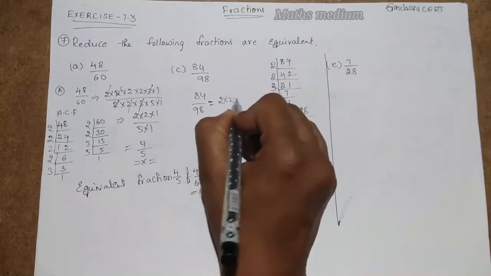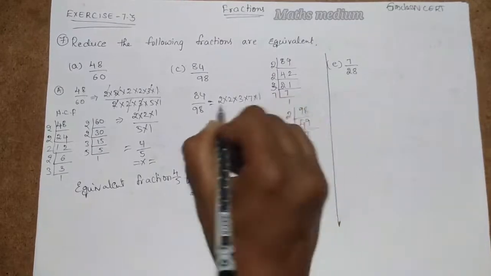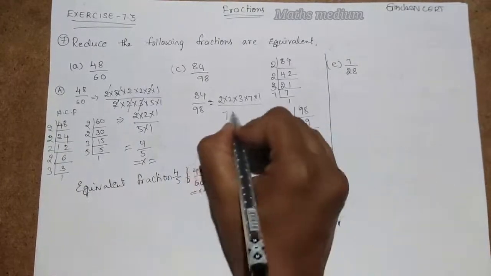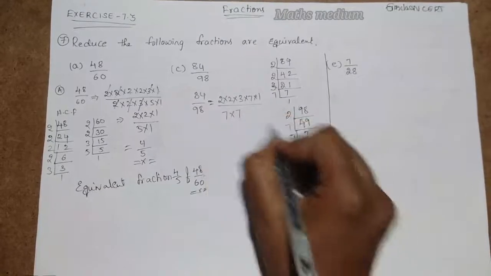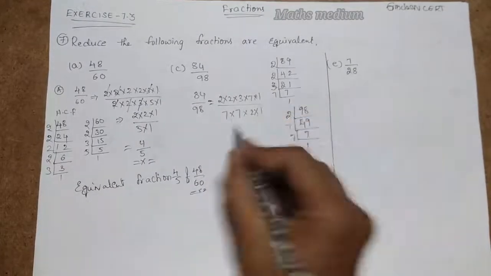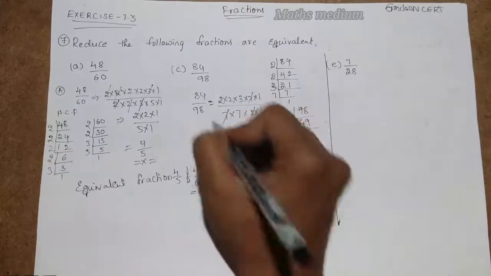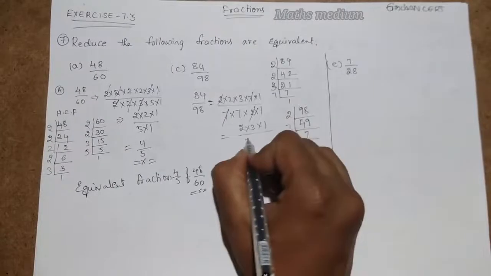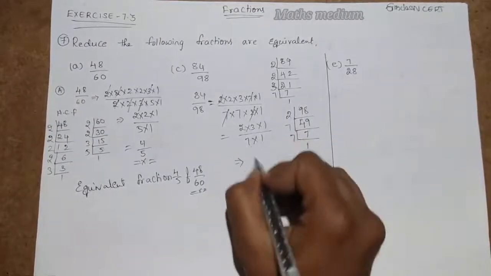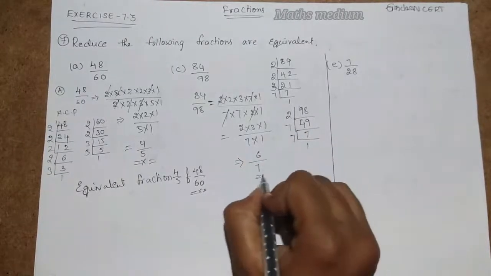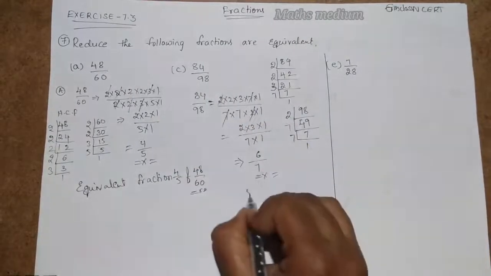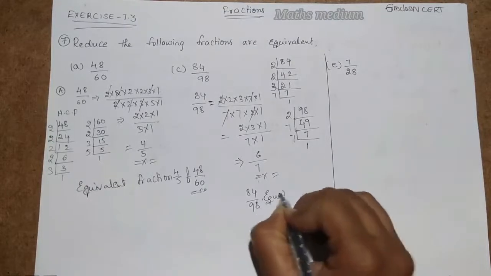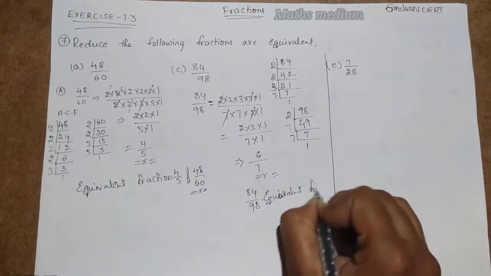2 into 2 into 3 into 7 into 1 divided by, this is 7 into 1 also, 7 into 7 into 2 into 1. 7 7 gets cancelled, 2 2 gets cancelled. So 2 into 3 into 1 divided by 7 into 1. So 2 3s are 6 by 7. This is the equivalent fraction for this question. So 84 by 98, equivalent fraction 6 by 7.